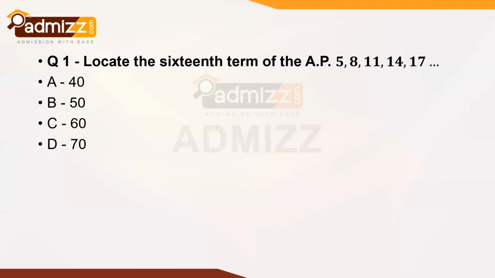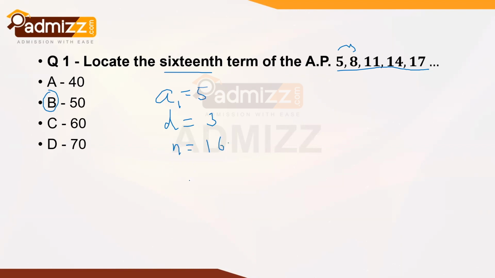Definitely, the correct answer in this case is exactly as most of you say in the chat box. It's option number B, which is 50, right? How did we come about this? First, we'll be noting down the information that we get from this sequence. We get that first term, E1 is equal to 5. Common difference, D is equal to 8 minus 5, which is 3, right? And then the number that we're trying to find, 16, is n is equal to 16.